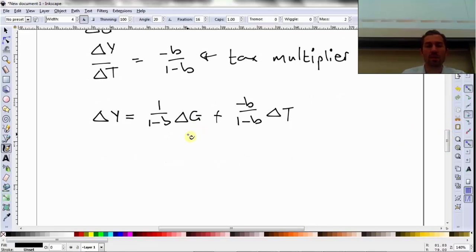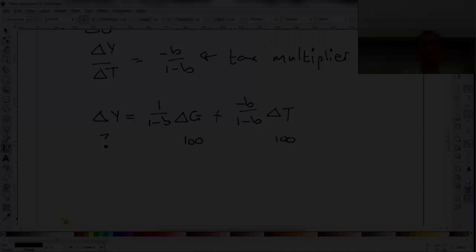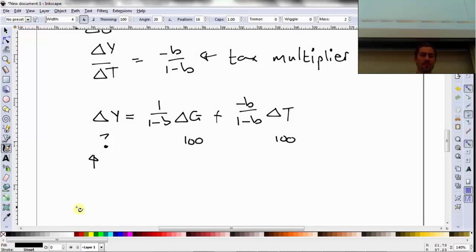If we change government spending by, say, 100 Rand, and we change taxes by 100 Rand, what will the change in output be? So you think it's going to increase by 100? You agree with that? Anyone disagree with that? Still got 200. Okay?